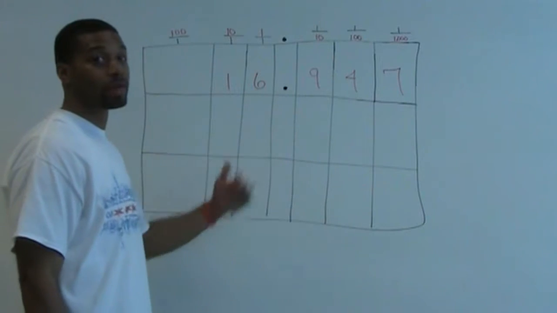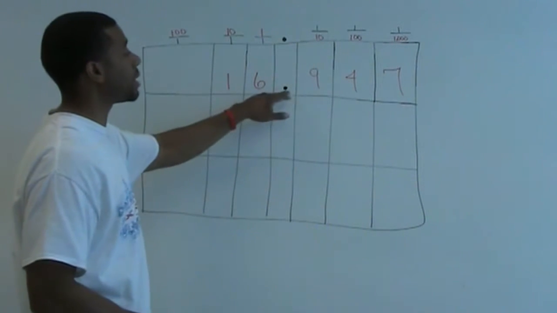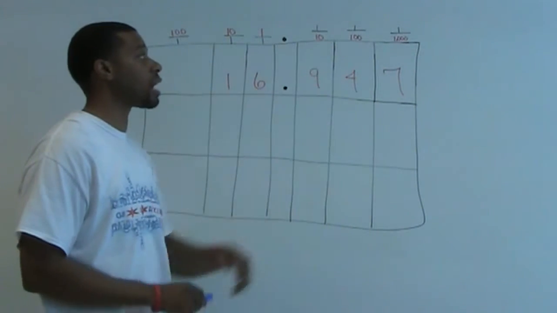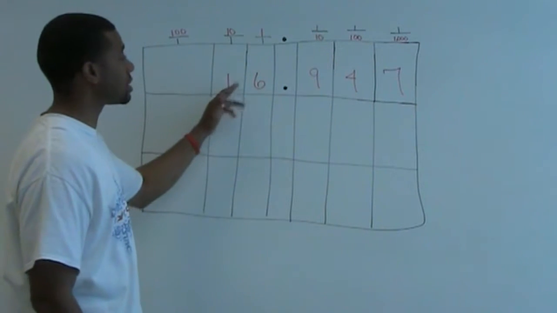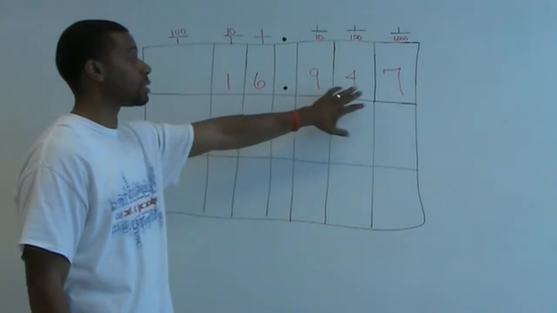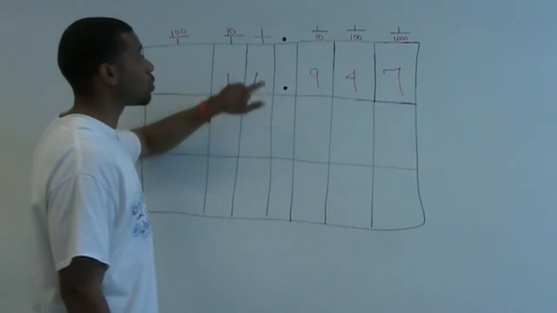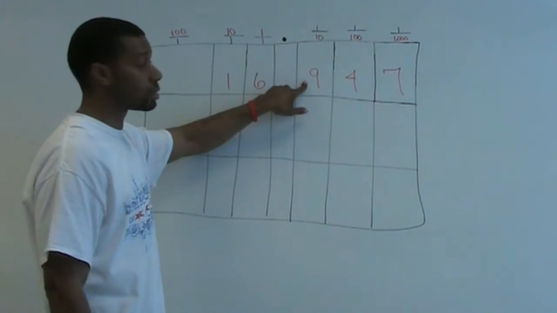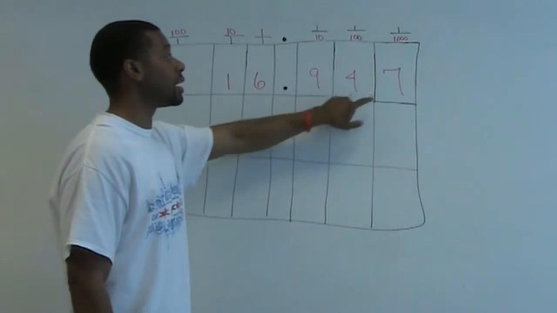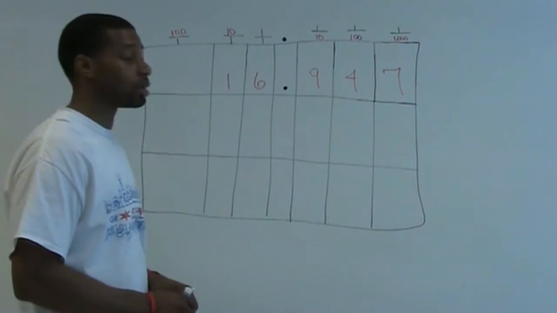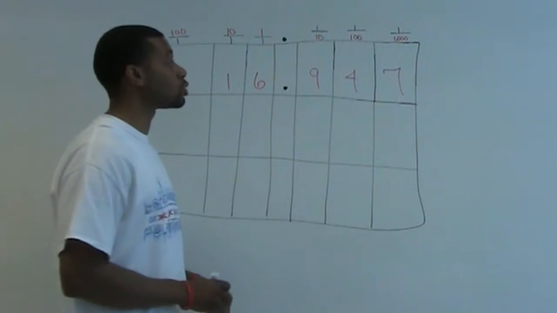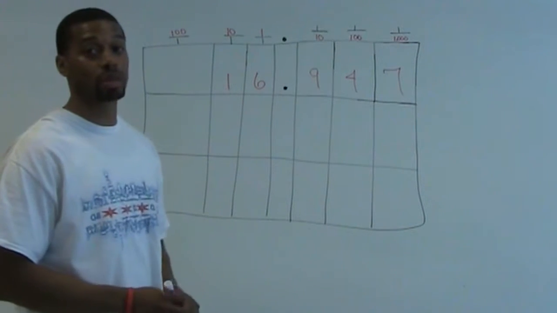All right, now we have our number. Our number is 16 and 947 thousandths. I have one digit inside of each column, helping me to identify the place value. So I know I have 1 ten, 6 ones, 9 tenths, 4 hundredths, and 7 thousandths. The first thing we want to do is round to the nearest hundredth.